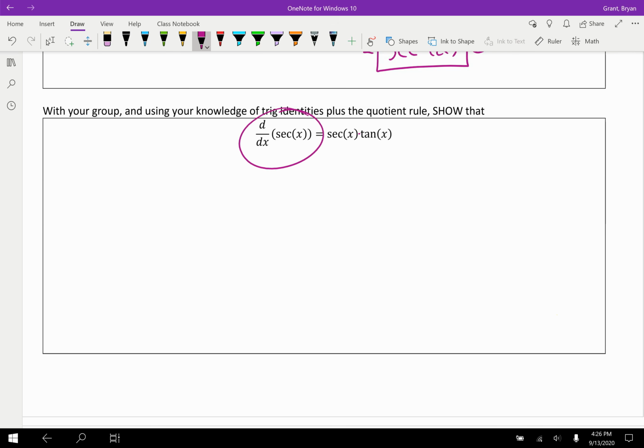I'm going to go ahead and just work with the left side, and we're going to find what the derivative of secant is, except I don't know a lot about secant, so I'm going to rewrite secant as its reciprocal, 1 divided by cosine. I'm actually not going to bring cosine of x up to the numerator and make it cosine of x to the negative first.